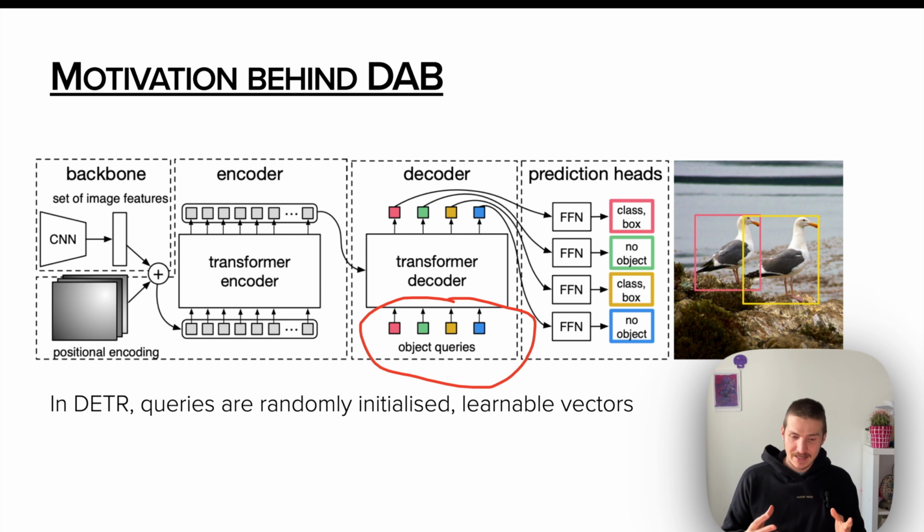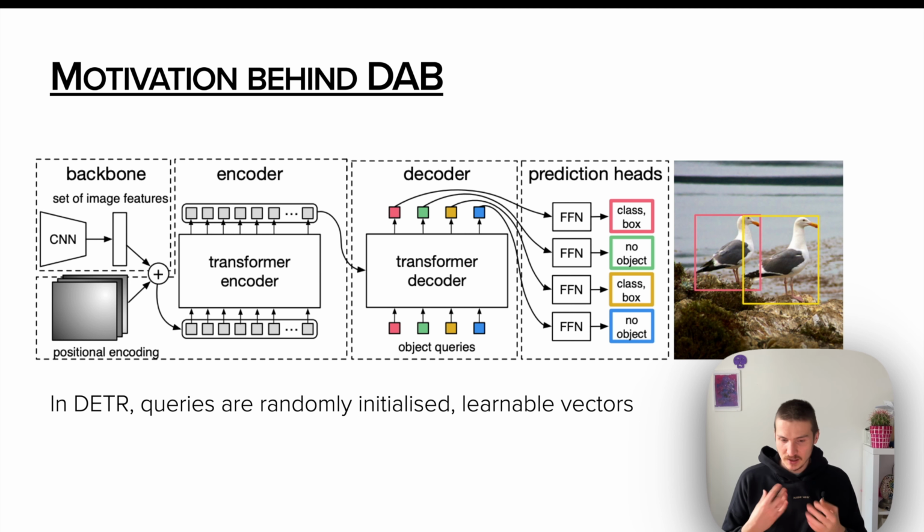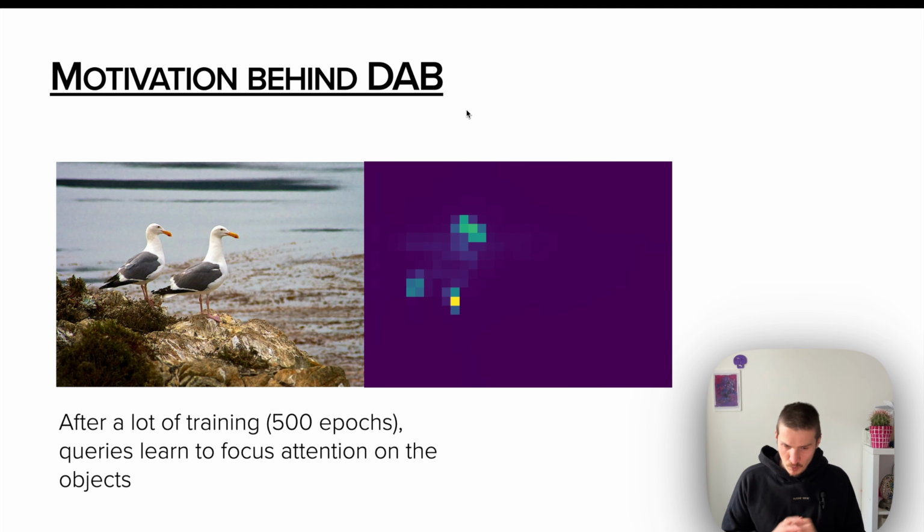And so in the original DETR, we just used random trainable vectors as object queries. So we initialize them randomly, train them with the network itself, and it sort of works, but as we know now, it doesn't work as well. We've also seen this picture. This is the representation of attention from these queries on the last layer of the decoder.